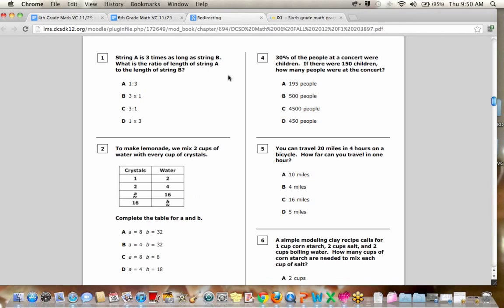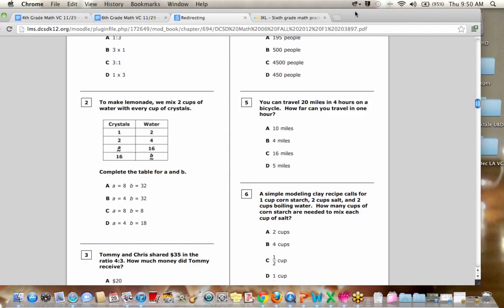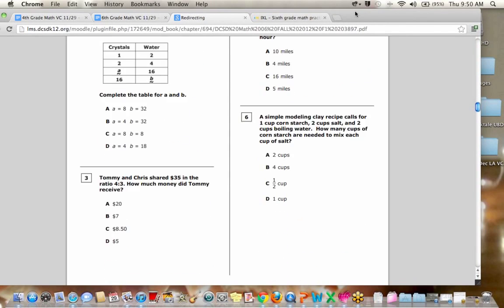Pretty easy. There's a couple that get a little more complex, but okay, so for number 3, oh, here we had that ratio stuff again, and it's going to help in this situation to draw a picture. So Tommy and Chris, they had $35 between them, and they shared it in the ratio of 4 to 3. So I'm going to draw a picture of that. How much money did Tommy receive?